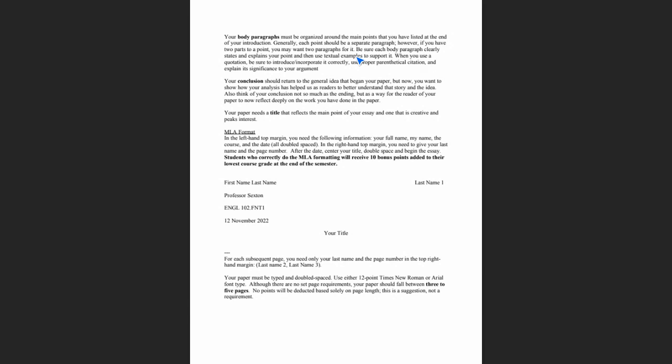And then for your conclusion, you may want to return to that general idea that began your paper, but you now want to show your reader how your analysis has helped us better understand the story and that idea. So don't think of your conclusion so much as an ending. Think of it as a way of moving the conversation forward.